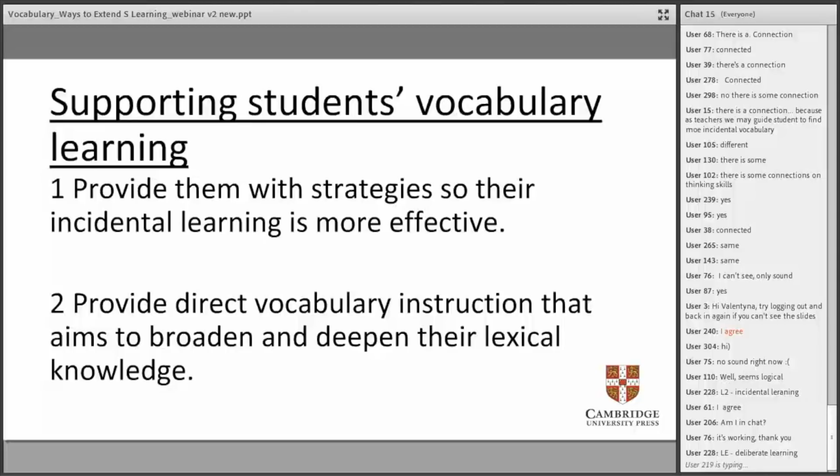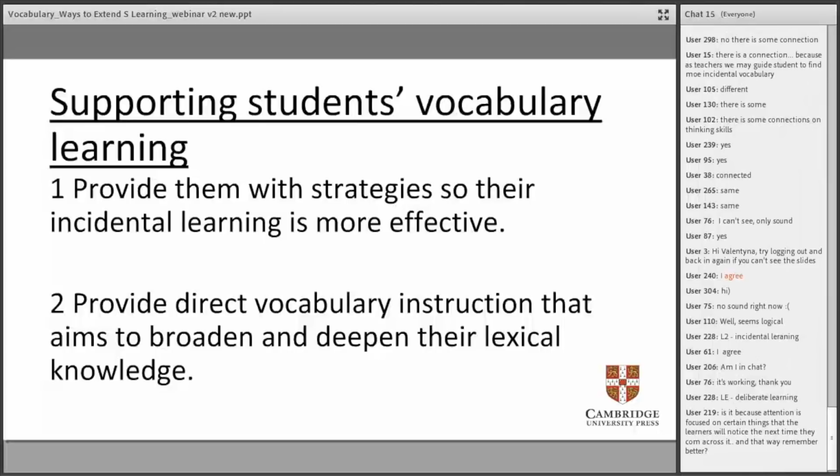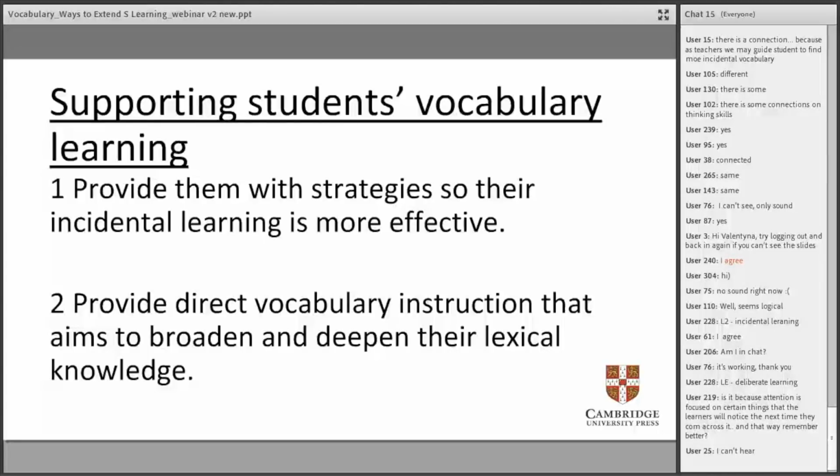So how can we do that? There are two key ways, I think, and this is what I'm going to look at in the latter part of the webinar. First of all, we need to provide students with strategies so that their incidental learning is more effective. So in effect, we need to train them how to notice. I'm going to look at some specific examples of how we can do that later on.